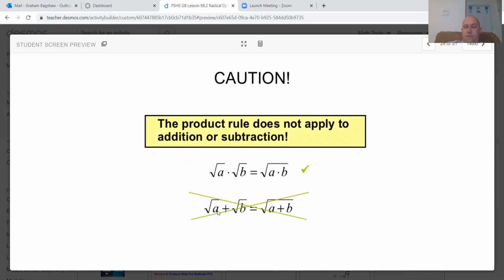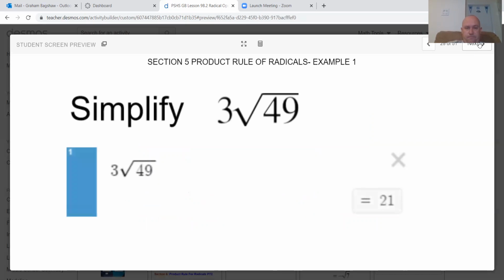If these were numbers, you just multiply the numbers together and work out what that actually is. Just be careful though, that doesn't work for every term. That doesn't work for addition, for example. So square root of 2 plus square root of 3 is definitely not the square root of 5. This rule only works for when you're doing multiplication.